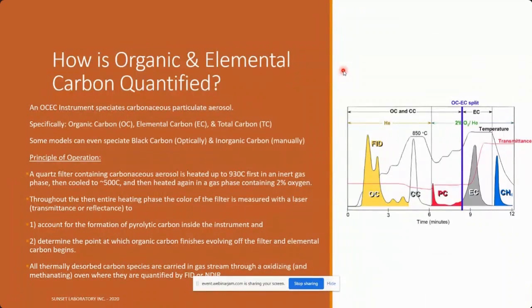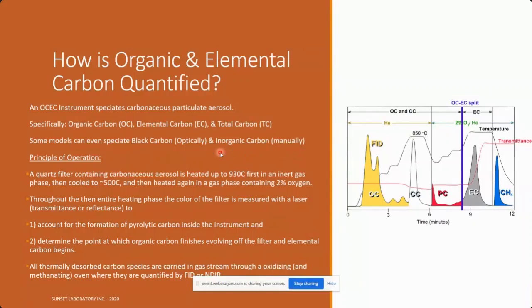We do have models of our instrument. We have an online model that quantifies black carbon through an optical measurement, and I'll talk more in detail about that. And there's actually a way to manually identify and quantify inorganic carbon. I don't talk about that, but if anybody finds themselves interested in that at the end of the talk, please ask.